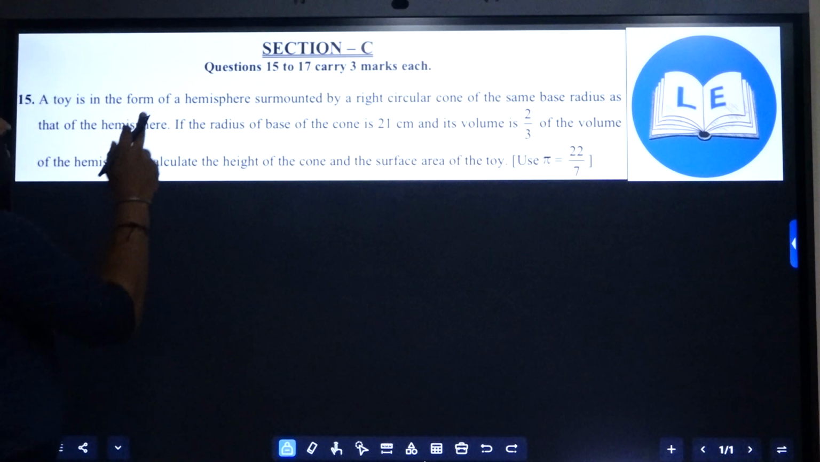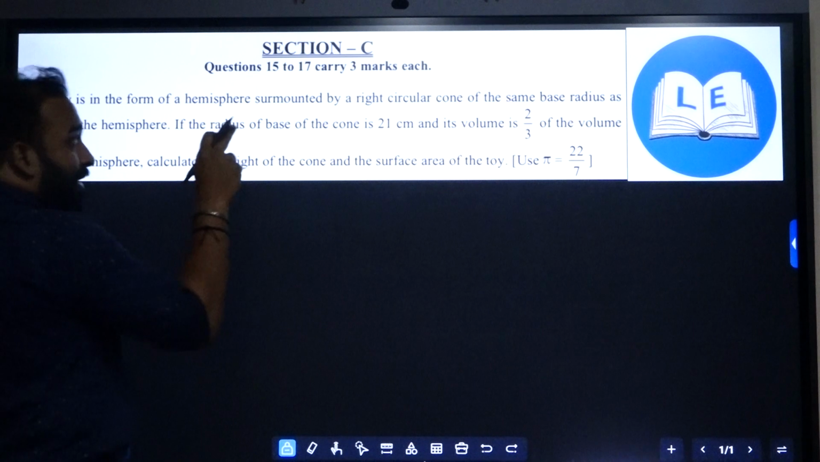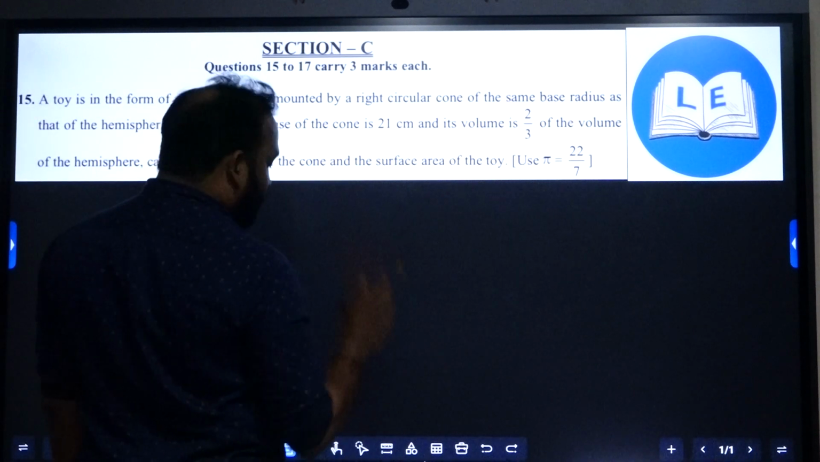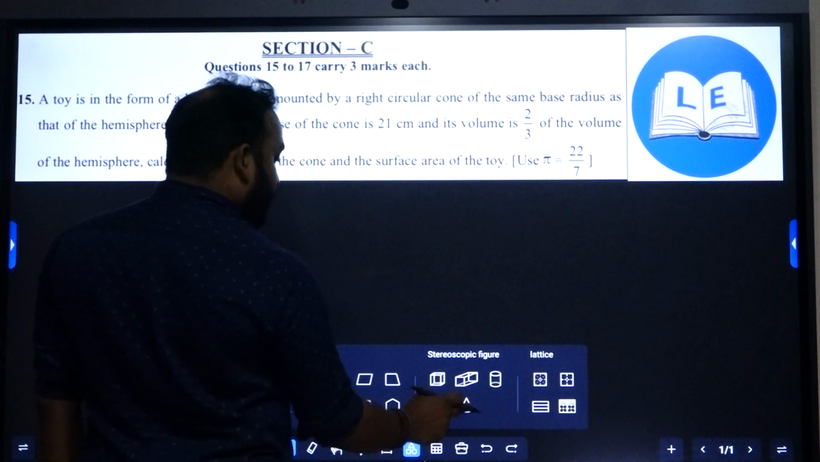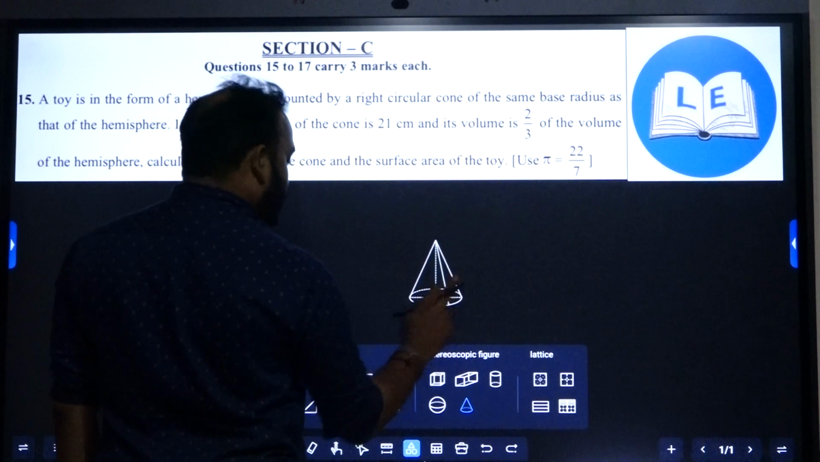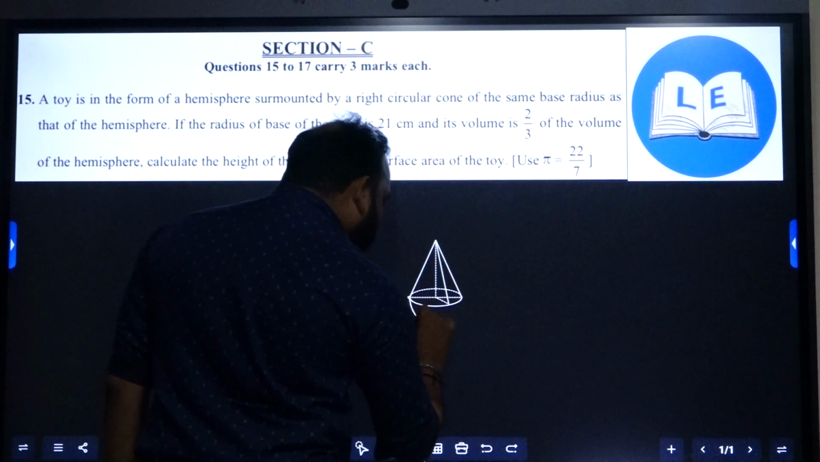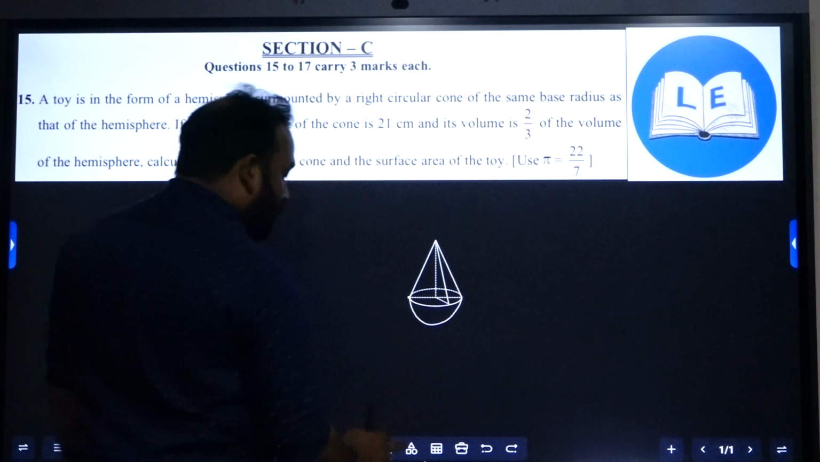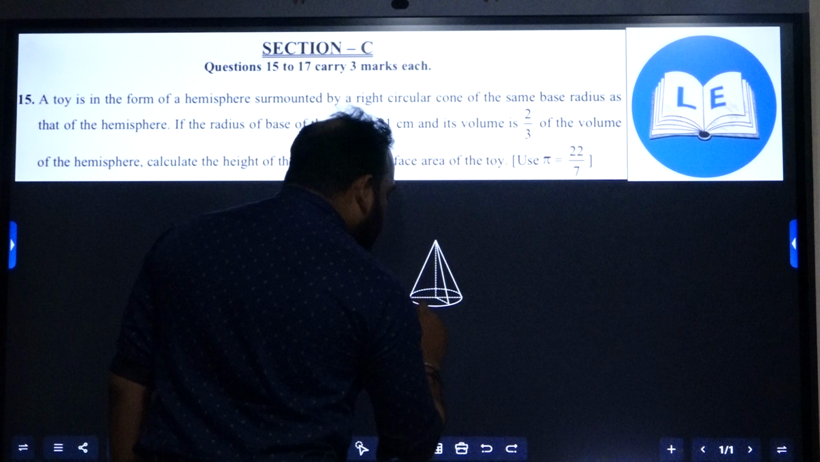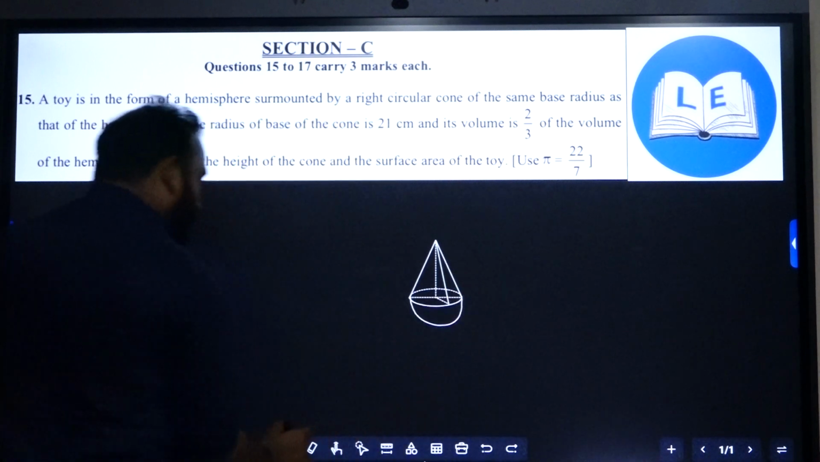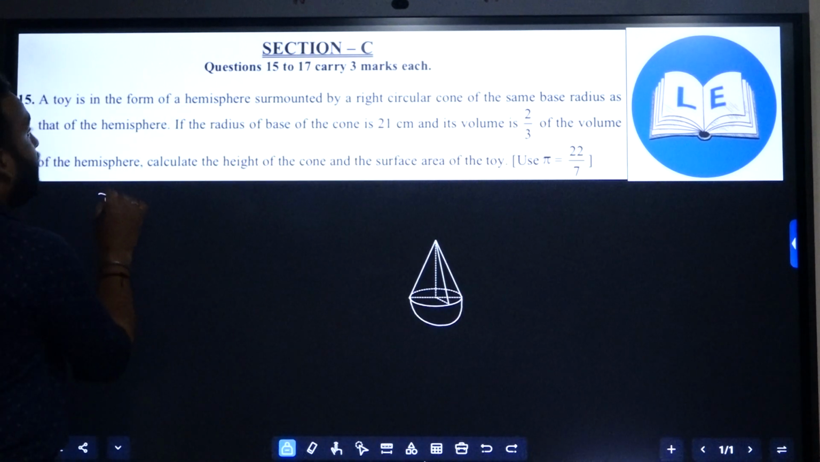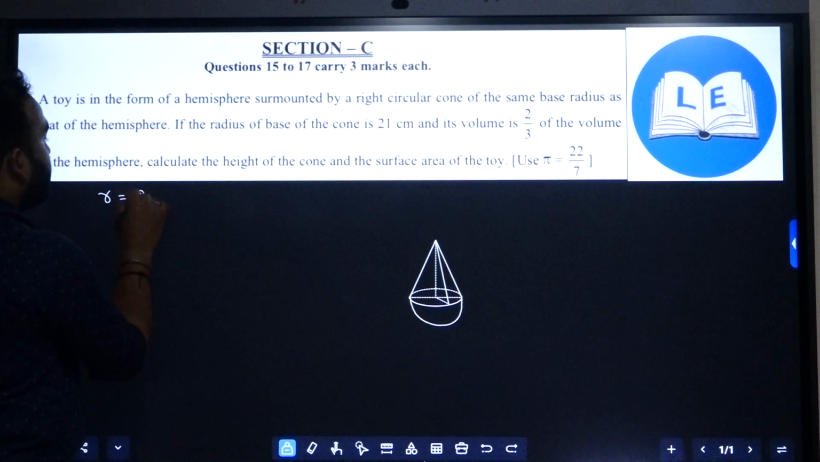A toy is in the form of a hemisphere mounted by a right circular cone of the same base radius. So we have a right circular cone which is mounted on a hemisphere. So we have a toy which is in the form of a right circular cone mounted on a hemisphere. So something like this. And both have the same base radius. It's given base radius is 21 centimeter.